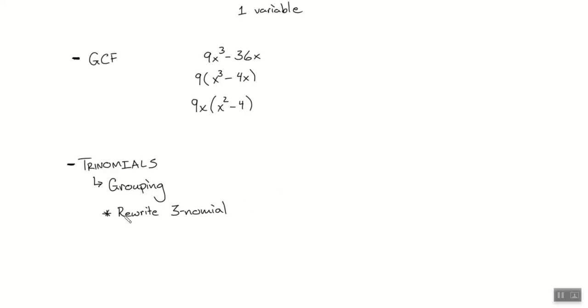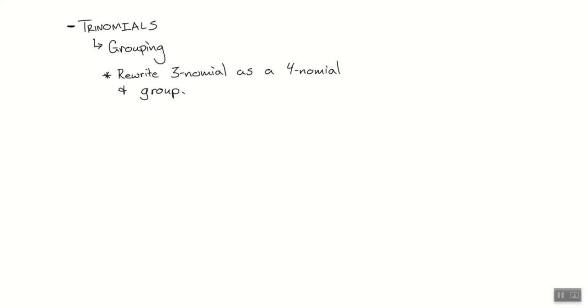Okay, when we group, we rewrite a threenomial as a fournomial. And this is the only reason that I use it, because if I say tetranomial, you probably have no idea what I'm talking about. Fournomial makes sense. We are going to rewrite threenomial as a fournomial and group. Now, the way that this looks, we will work out a set of steps. How many of you think you remember how to factor by grouping?